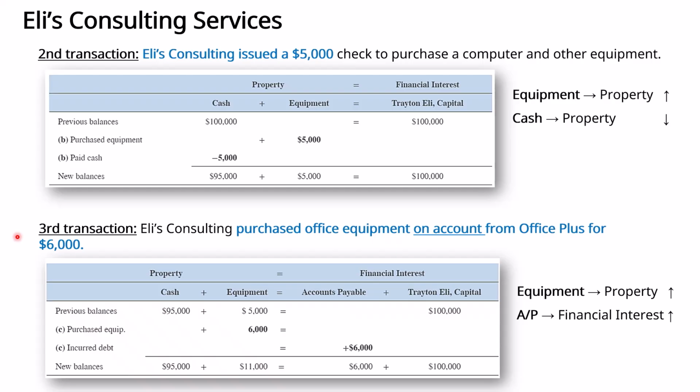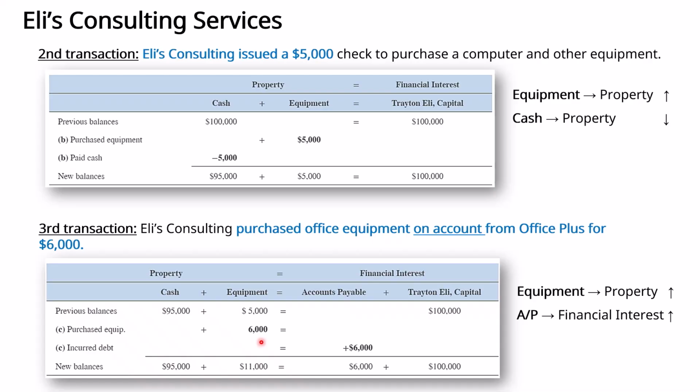Eli's Consulting purchased new property, the equipment for $6,000, which means that the property side of the equation increased. That's part one of the analysis. Let's look at part two. Eli's Consulting now owes $6,000 to Office Plus, which means that the financial interest side of the equation increased. We'll add another category for accounts payable on the financial interest side and write plus $6,000 in the accounts payable column and write plus $6,000 into the equipment column.